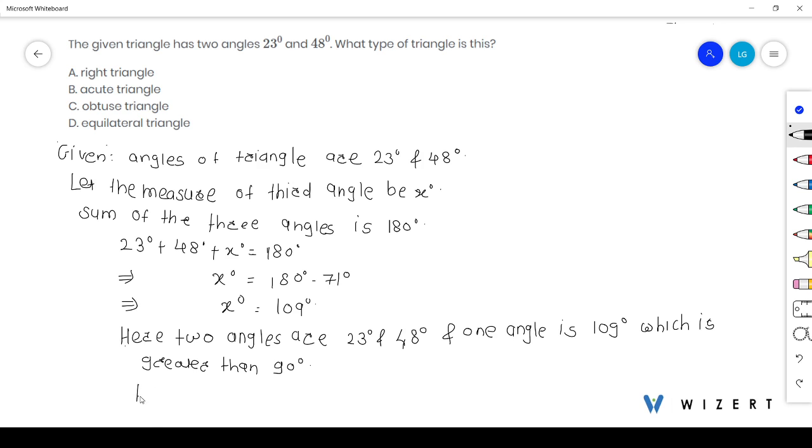So given triangle is obtuse triangle. That is, our correct option is option C.